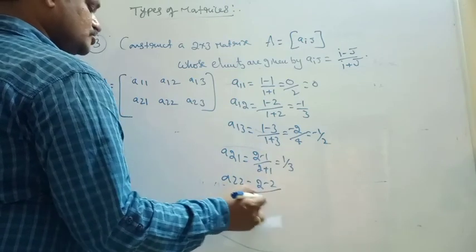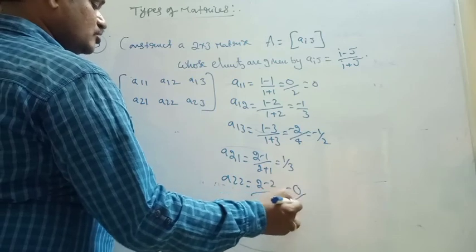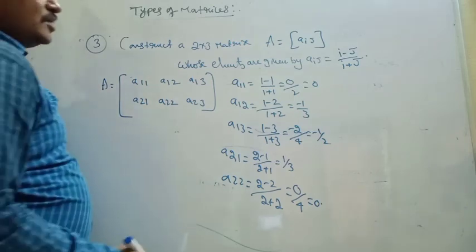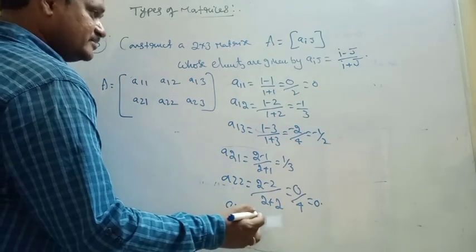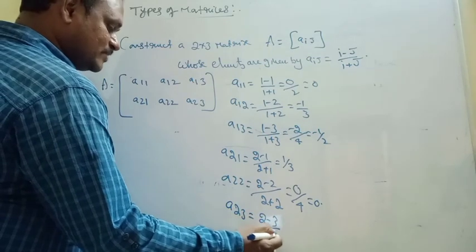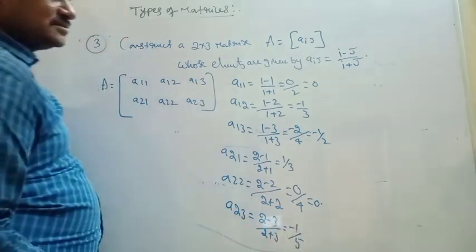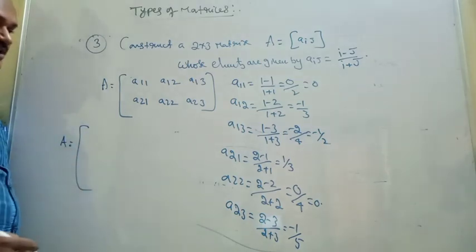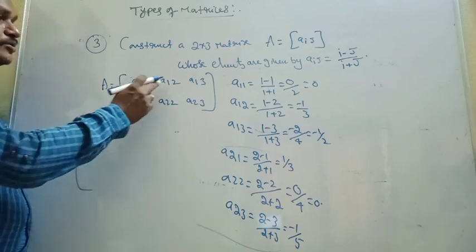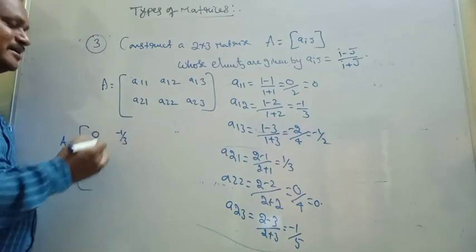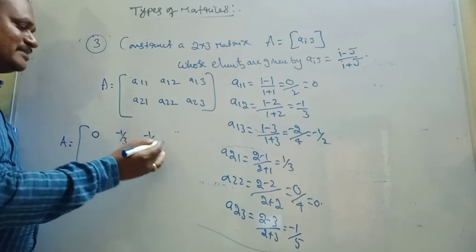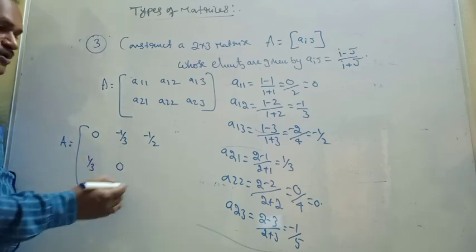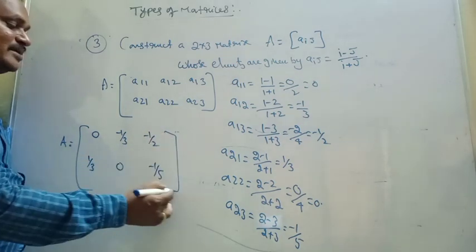A22 is 2 minus 2 by 2 plus 2, 0 by 4, that is 0. And we have the last one, A23, that is nothing but 2 minus 3 by 2 plus 3, minus 1 by 5. Therefore, we have nicely constructed this matrix, my dear students. A11 is 0, A12 is minus 1 by 3, A13 is minus 1 by 2, A21 is 1 by 3, A22 is 0, A23 is minus 1 by 5.